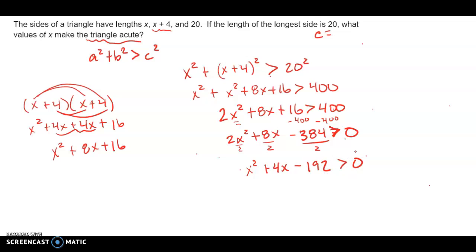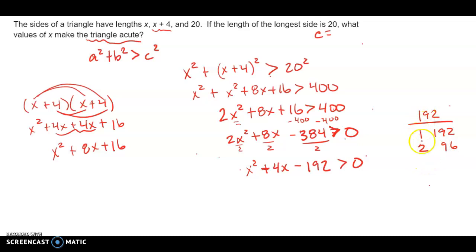All right, at this point I've got a couple of options. I can use the quadratic formula, or I can try to factor it. It looks like it might be factorable. So I need two numbers that multiply to 192 and add to positive 4. I'm going to start looking at factors of 192. The factors 1 and 192 aren't very helpful because they don't have a difference of 4. 2 and 96 doesn't have a difference of 4.